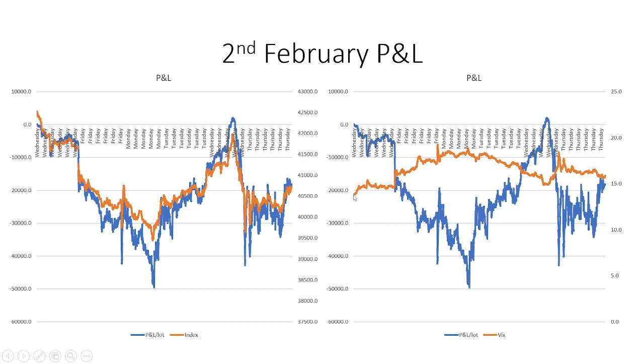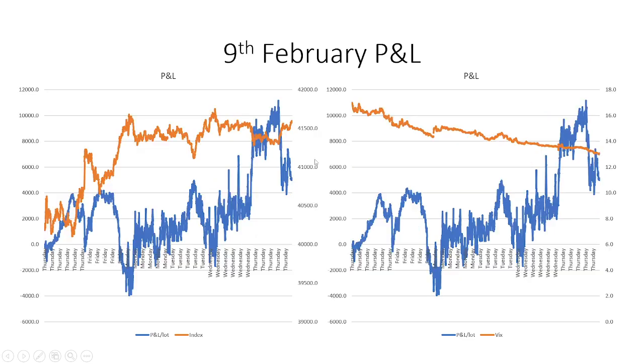Here VIX went from 15 almost till maybe 18. So 18 is a very big number, so obviously we will get into trouble. That is what exactly has happened in this week. That is the reason we saw a very big loss.